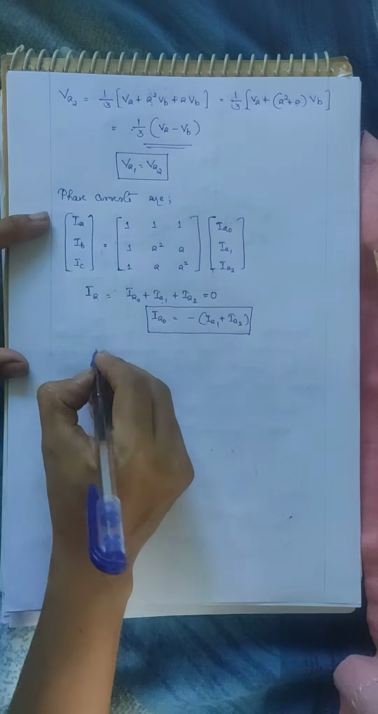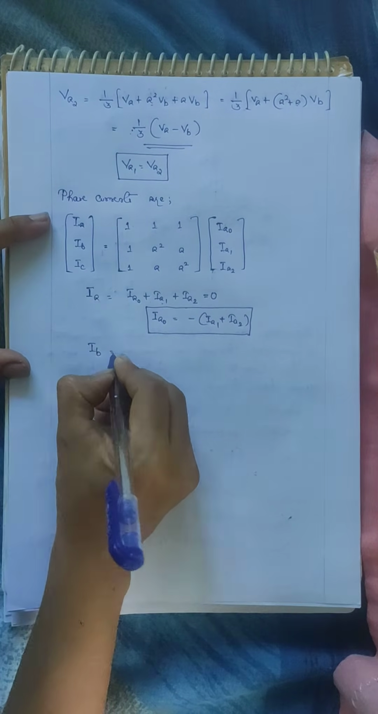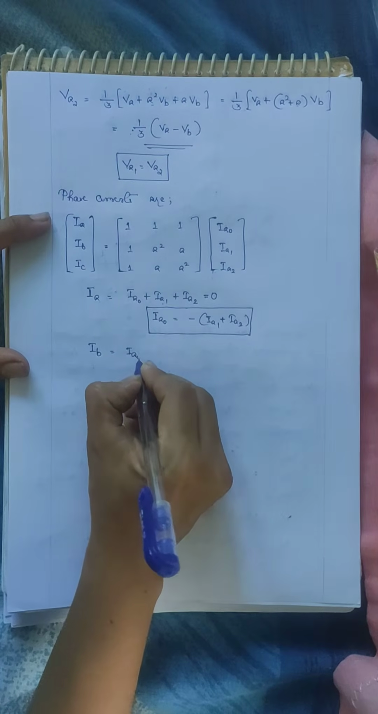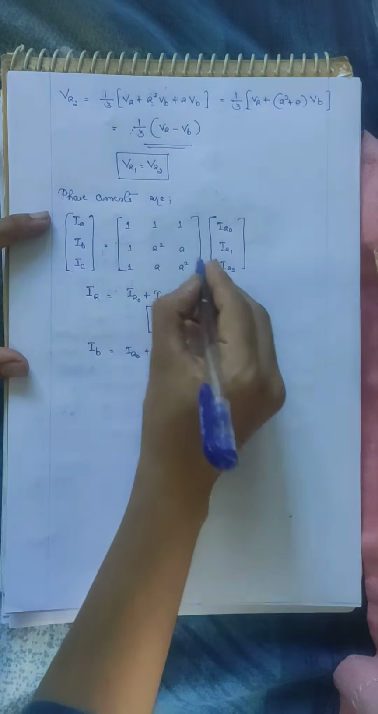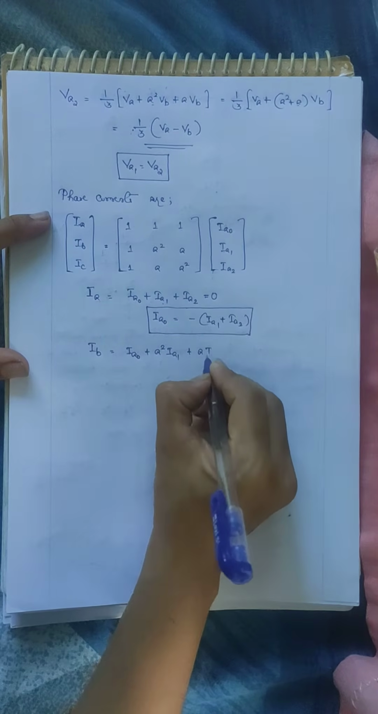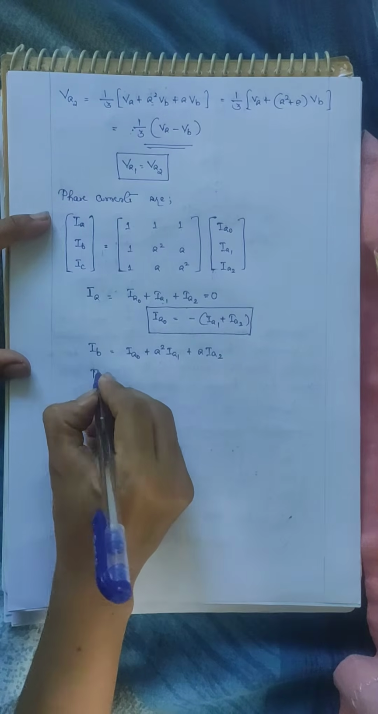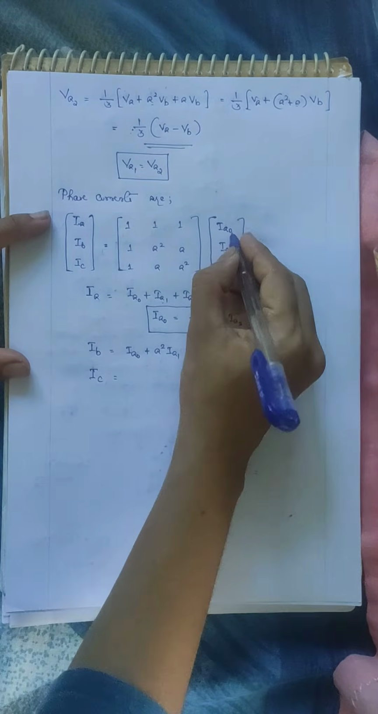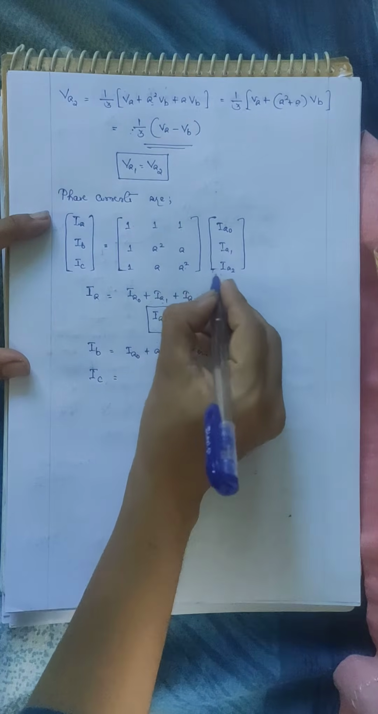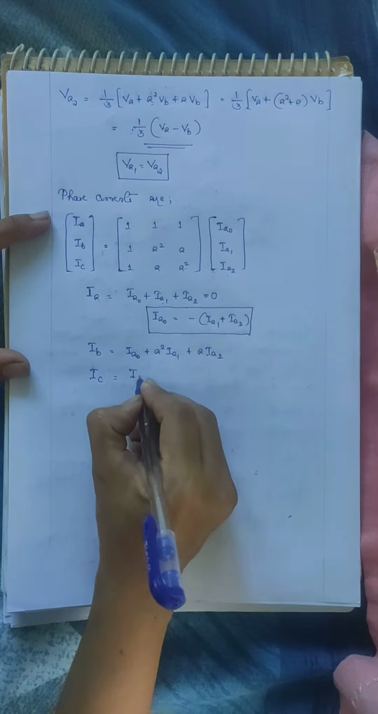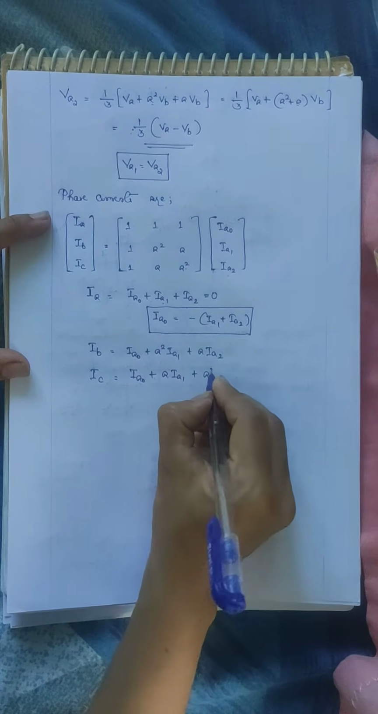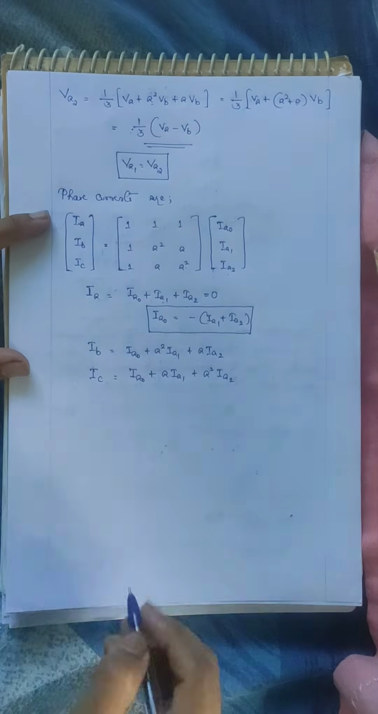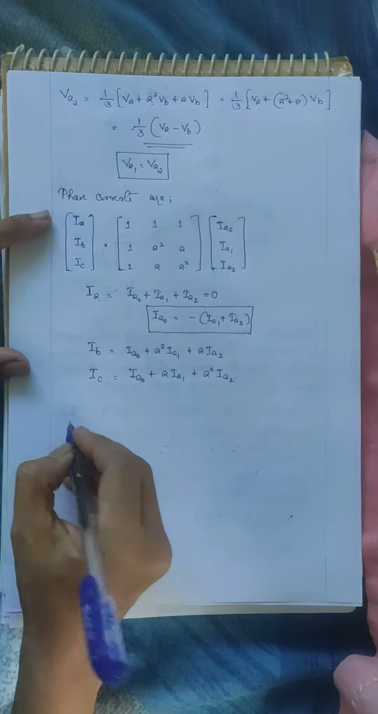Now let us calculate the next phase current, that is IB. IB will be equal to 1 into IA0, that is IA0, plus A square into IA1 plus A into IA2. Now let us calculate the third current IC, that is 1 into IA0 plus A into IA1 plus A square into IA2. Now we have to calculate the fault current.